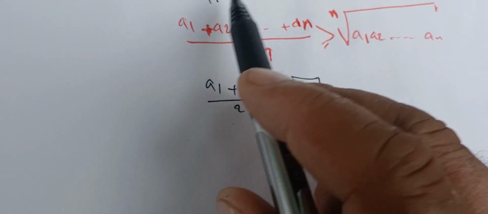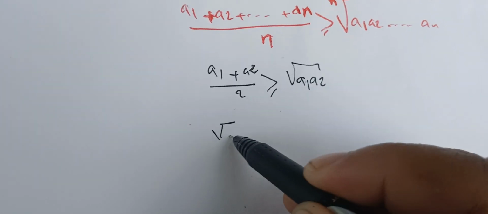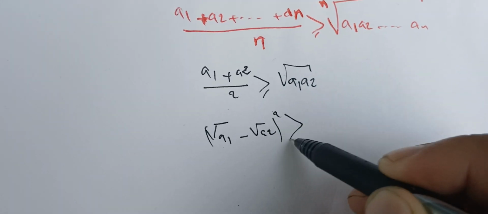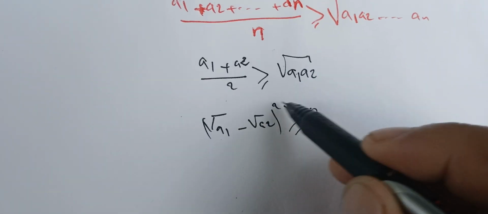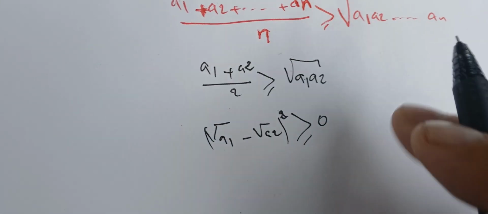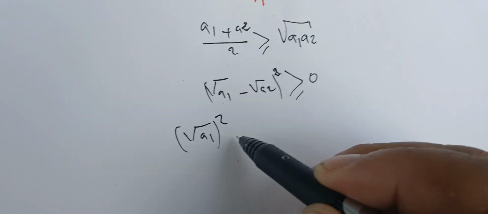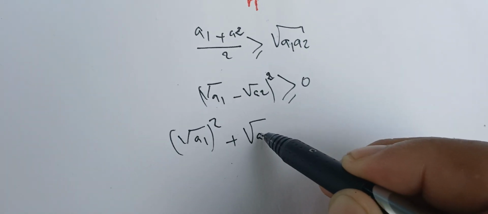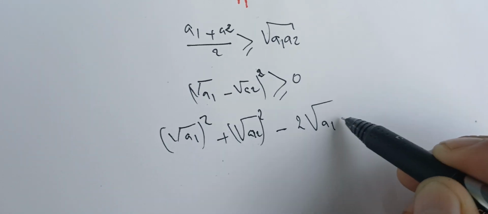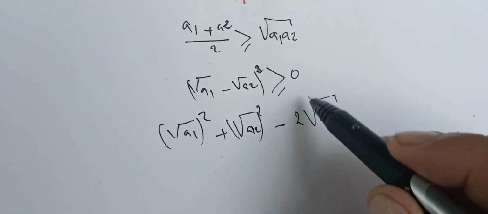In fact, since A1 and A2 are positive, we can take the square root of A1 minus the square root of A2, and we square that. We know that this is a square, therefore it's always non-negative. And if we expand, we're going to have the square root of A1 squared plus the square root of A2 squared minus 2 times the square root of A1 times the square root of A2.